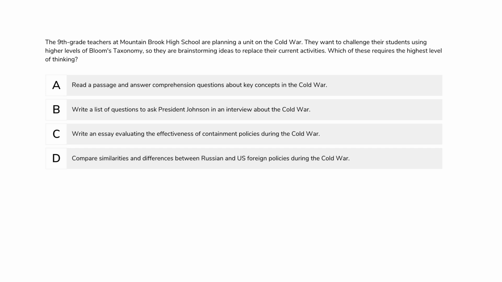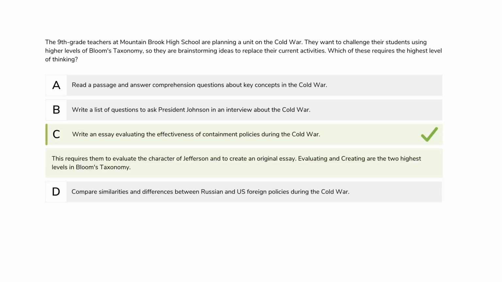Choice A is going to land in either the remember or understand level of Bloom's, depending on the type of question asked, so it's at the bottom. Choice B will come next because it requires students to apply their knowledge. Next, choice D is asking students to analyze the policies of the two powers, so we're getting closer to the top. Choice C is best. This requires students to evaluate the effectiveness of a key policy and to create an original essay. Evaluating and creating are the two highest levels in Bloom's taxonomy. 2 categories down, 2 to go.